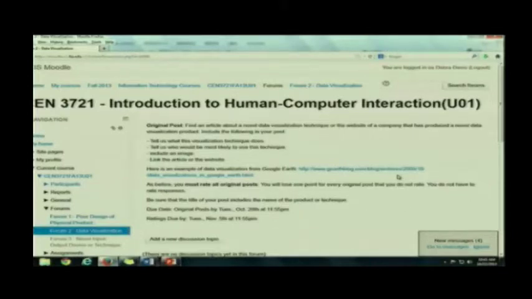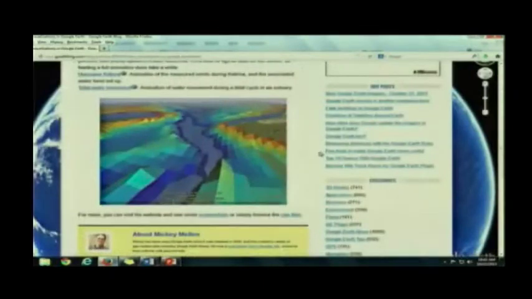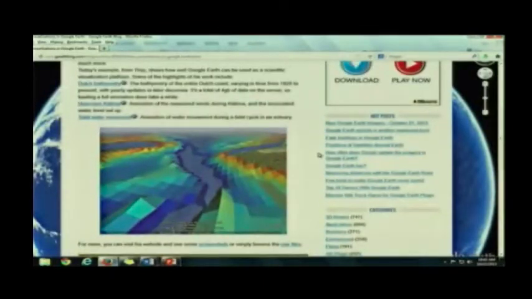Let me give you a quick example. This is data visualization with Google Earth. This is basically a visualization that is telling hydrologists how water moves. Right? If you look at the actual data, it doesn't look like this in a database. It's a bunch of numbers. Right? It's a bunch of coordinates and a bunch of numbers associated with it that tells them about how the water moves. This is the visualization part.